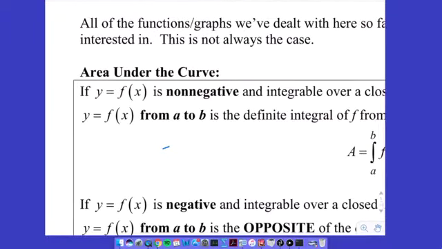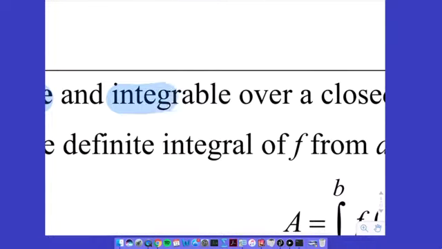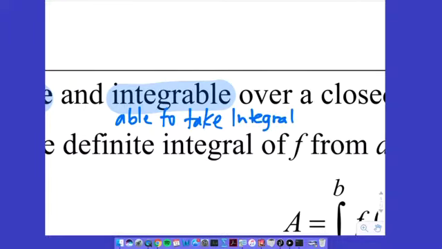It says if y equals f of x is non-negative. What does that mean? Positive, or could be 0. If the function is non-negative and integrable, what does that mean? Integrable means you are able to take the integral of, literally, that's what it means. That means you are able to find what we've been doing, the area under the curve. We'll kind of tie it to something else later on, namely continuity.